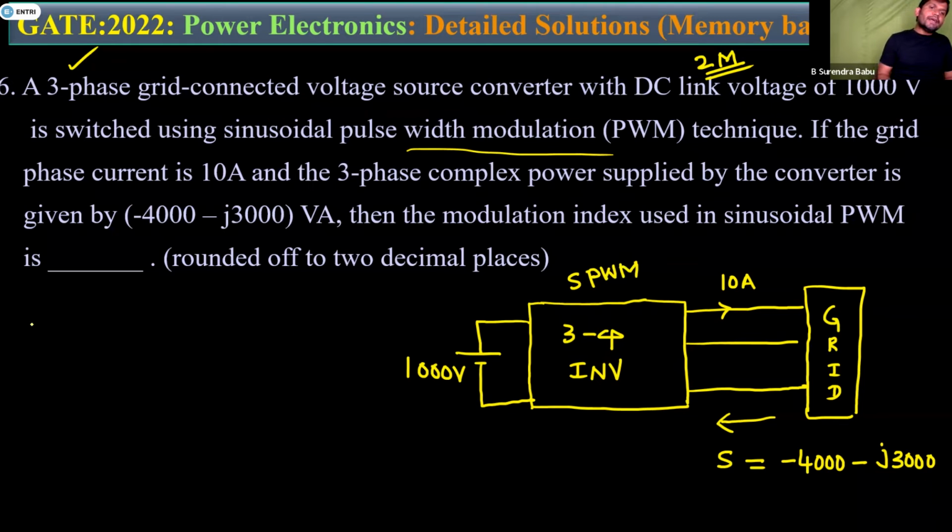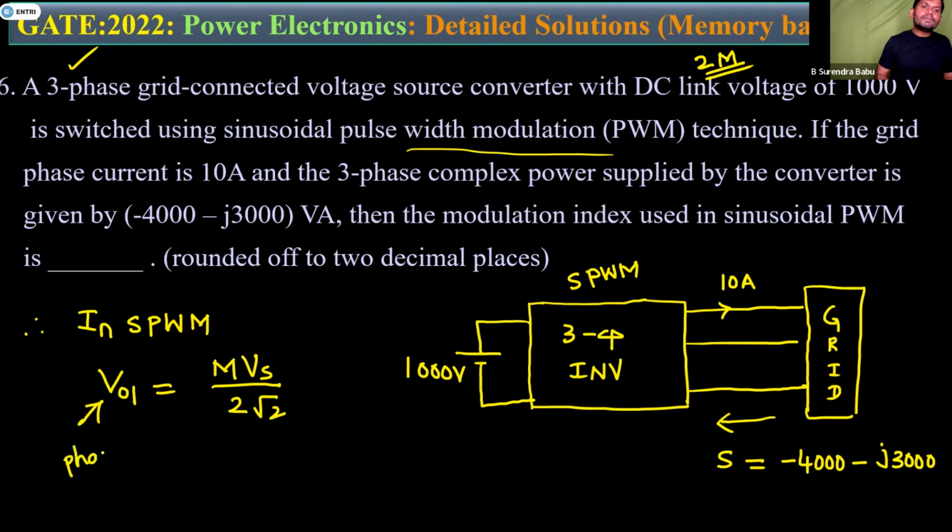Yes, friends, we know that in the sinusoidal PWM technique, the RMS value of the fundamental output voltage is equal to M Vs by 2 root 2. This is the phase voltage. From this we want to calculate the modulation index, where M is the modulation index. Here I have written the RMS value directly.